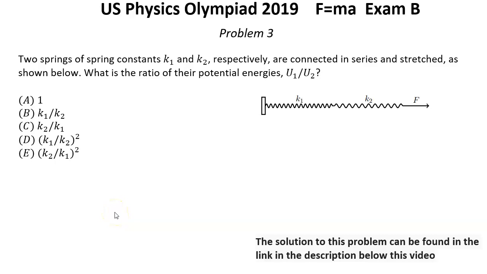Problem number 3. Two springs of spring constants K1 and K2 respectively are connected in series and stretched as shown below. What is the ratio of their potential energies, U1 over U2?